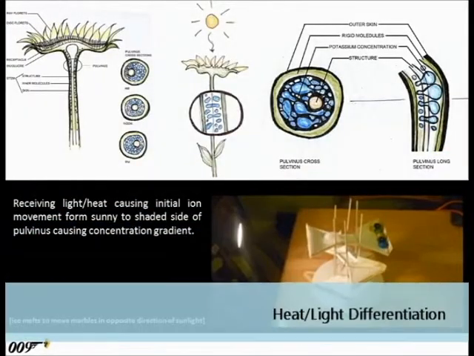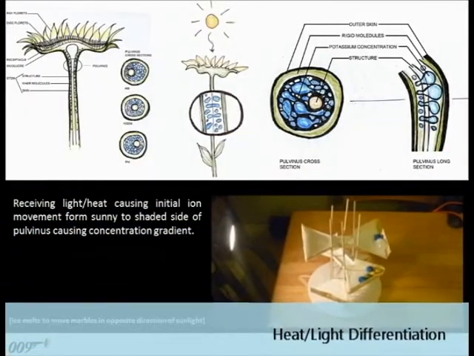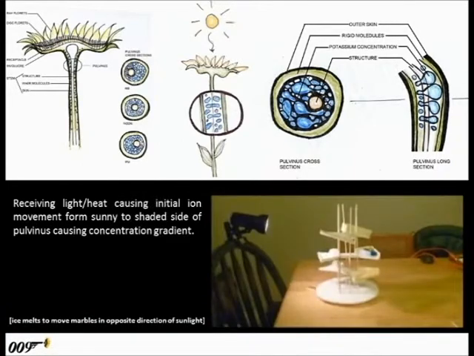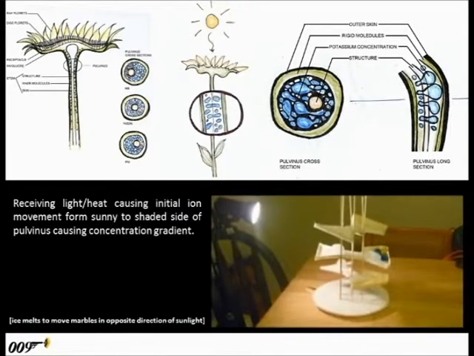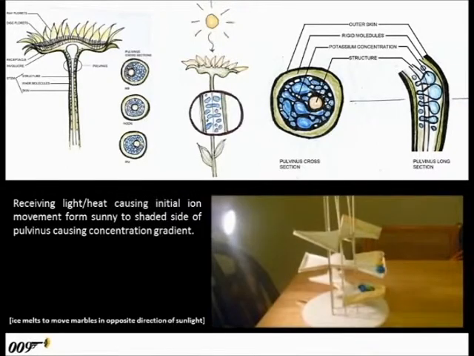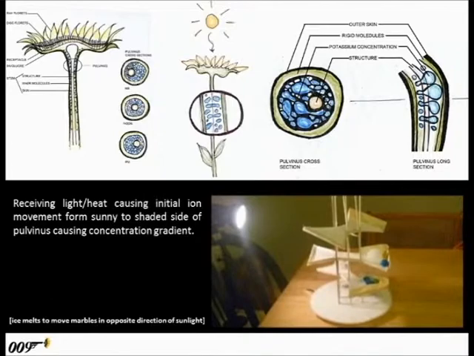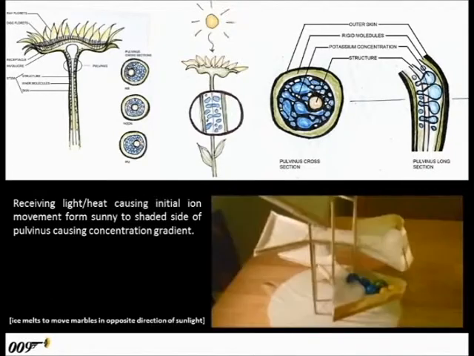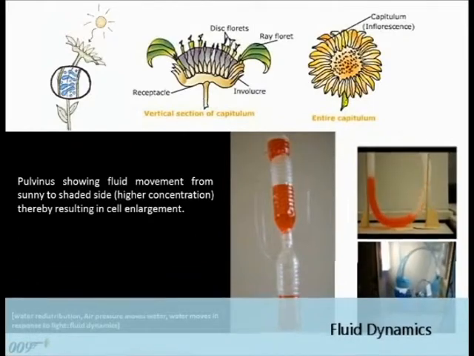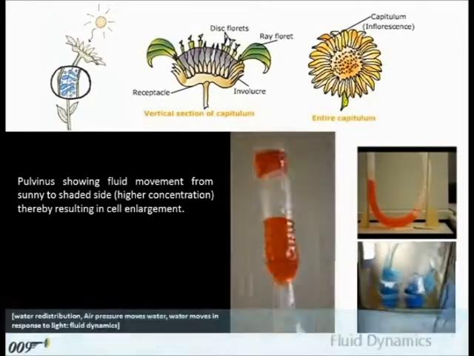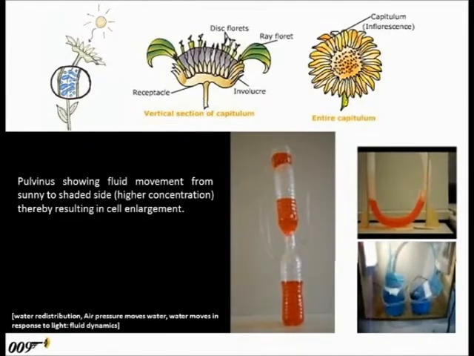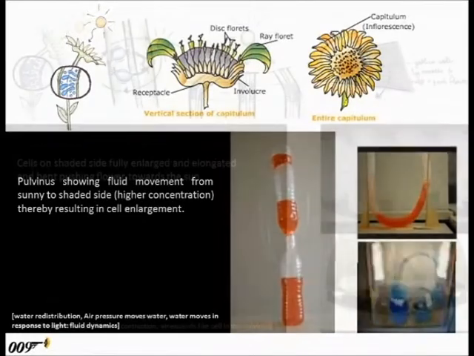When the sunflower is exposed to sunlight, part of the petals shade a portion of the pulvinus, causing heat differentiation between the shaded and sun-exposed side. This condition causes growth hormones, which are light shy, to move to the shaded side, causing an influx of potassium ions, which creates a concentration gradient. The concentration gradient triggers osmosis, or fluid movement, from the sun-exposed side with low concentration to the shaded side with high concentration to maintain equilibrium.